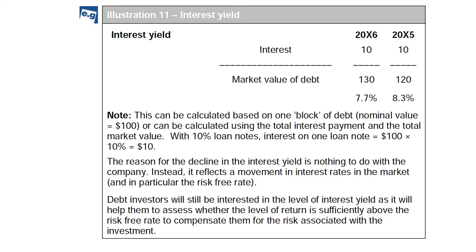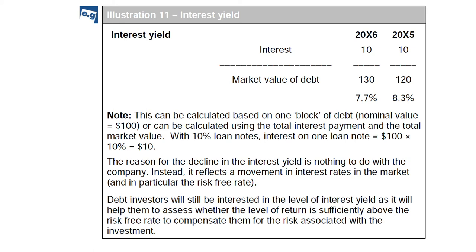So the reason for the decline in the interest yield is nothing to do with the company. Definitely, because interest is set by whom? That 10% is set by the bank. Market value of debt, the market decides that value of debt. It's not in the control of a company. So that's why the interest yield has nothing to do with the company.